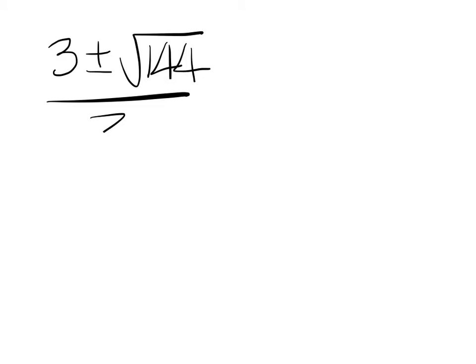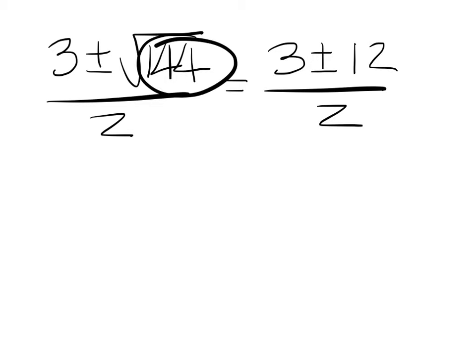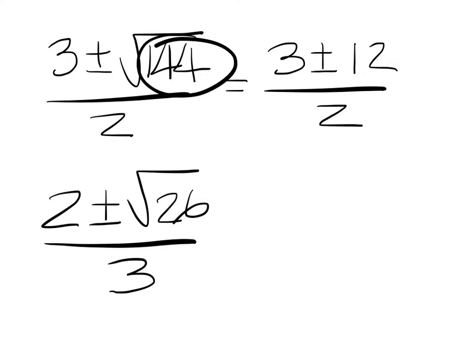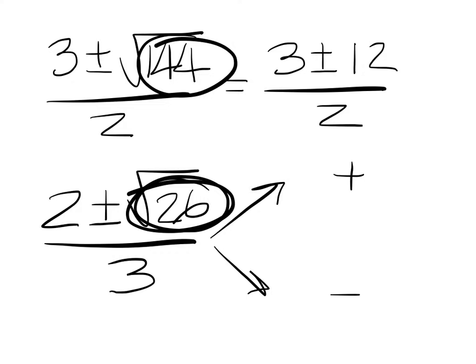The reason why the square root sign shows up in some of these and not in the others is because, for example, if you had 3 plus or minus the square root of 144 over 2, that simplifies to 3 plus or minus 12 over 2 because this is a perfect square. In this case, 2 plus or minus the square root of 26 over 3 would simply stay this way and be broken up into two problems in which one is plus and one is minus because this is not a perfect square. So we must just do that in the calculator.